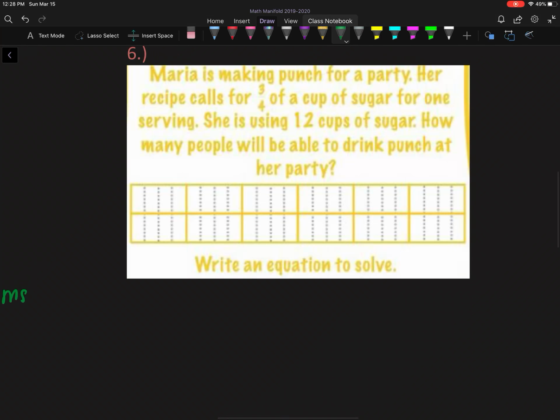Maria is making punch for a party. Her recipe calls for 3/4 of a cup of sugar for 1 serving. She's using 12 cups of sugar. How many people will be able to drink punch at her party?